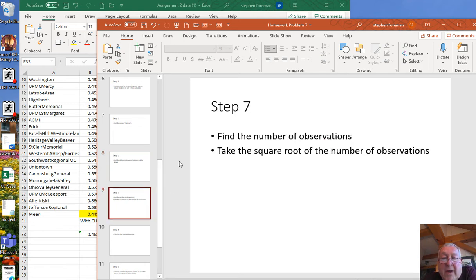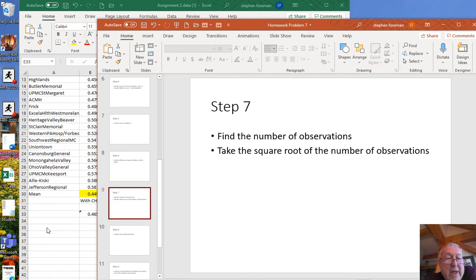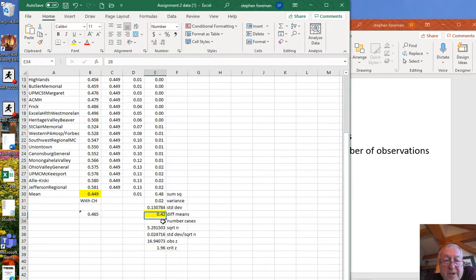In step 7, we find the number of observations, and from row 2 to row 29 is 28 hospitals. And then we take the square root of the number of observations. So here's number of cases, and here's its square root, 5.29.